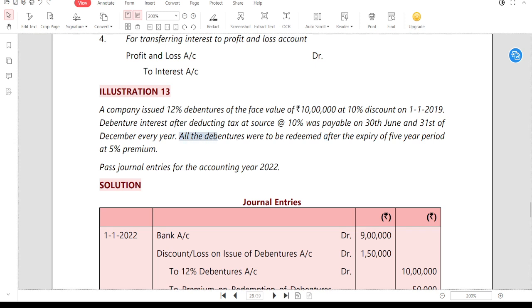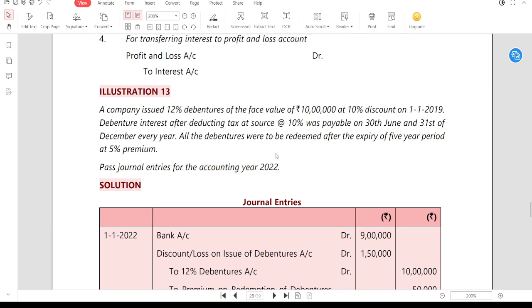All the debentures were to be redeemed after the expiry of 5 years period at the rate of 5% premium. So remember, premium also needs to be adjusted, because we learned in the last class that debenture premium as well as debenture discount should be adjusted at the beginning of the year. Okay. So journal entries for the accounting year only 2022, एक साल के लिए करने दिया.